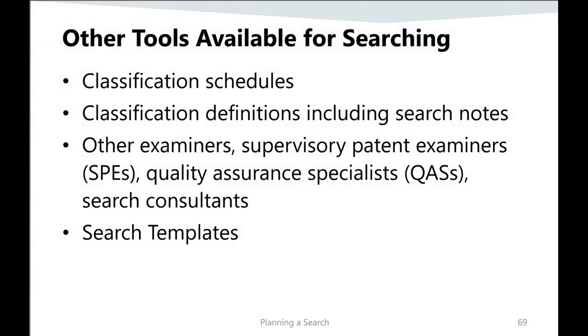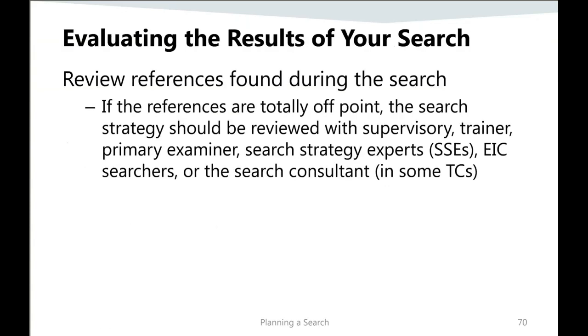Also, searchers should remember to consult the classification schedules, definitions, and search notes as necessary to improve search efficiency and results. Time available for searching is limited. Therefore, the searcher should periodically evaluate the results they are getting, and if the results are not commensurate with expectations, the searcher should seek additional help. Some sources of search help include supervisors, trainers, primary examiners, search strategy experts, EIC searchers, and in some TCs, the search consultant.